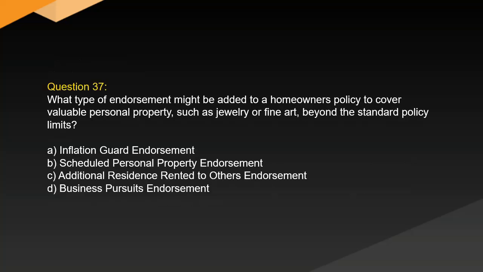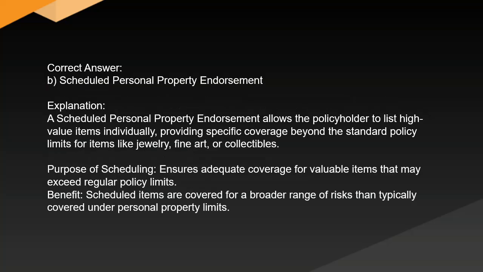Question 37. What type of endorsement might be added to a homeowner's policy to cover valuable personal property, such as jewelry or fine art, beyond the standard policy limits? A. Inflation guard endorsement. B. Scheduled personal property endorsement. C. Additional residence rented to others endorsement. D. Business pursuits endorsement. Correct answer: B. Scheduled personal property endorsement.